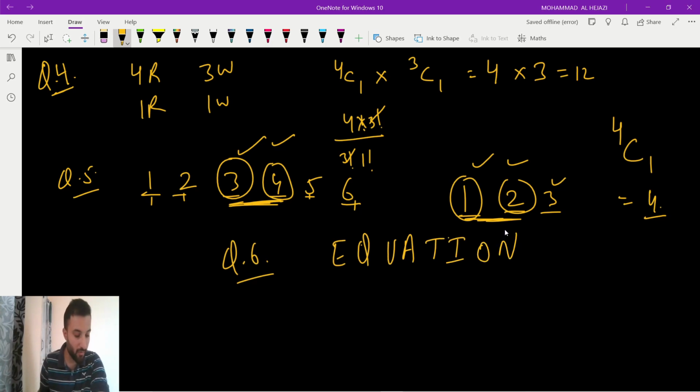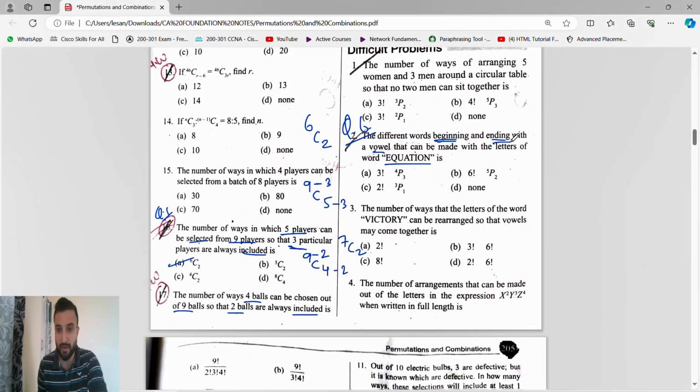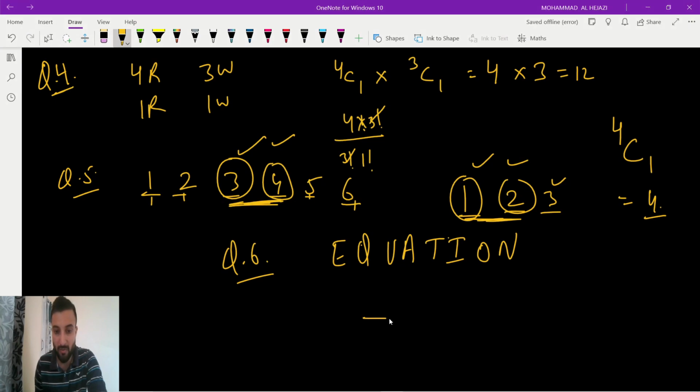Okay, we have the word EQUATION, and the condition says the word begins and ends with vowels. Equation has 8 letters: 1 2 3 4 5 6 7 8. So at the beginning and at the ending we want vowels.